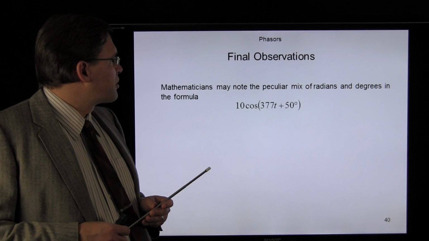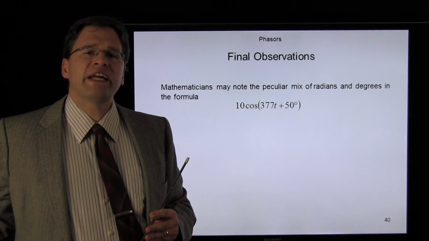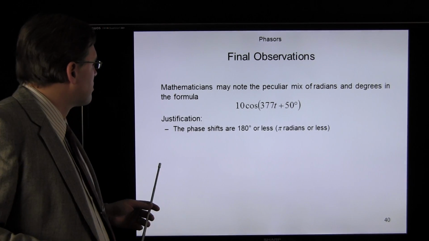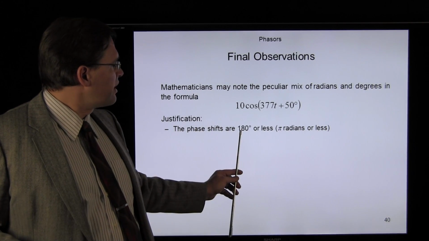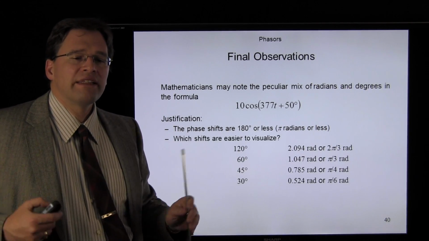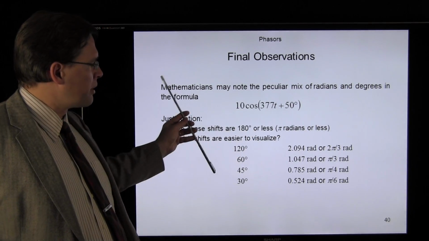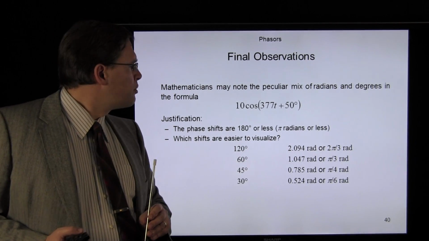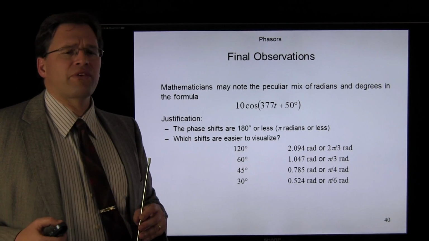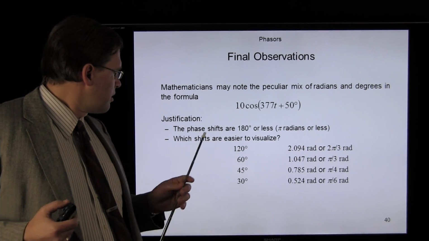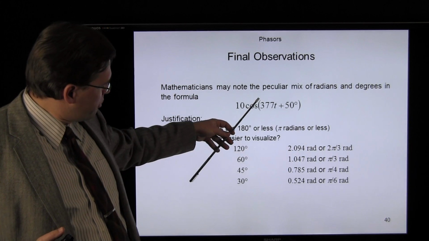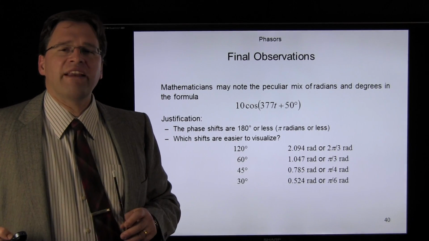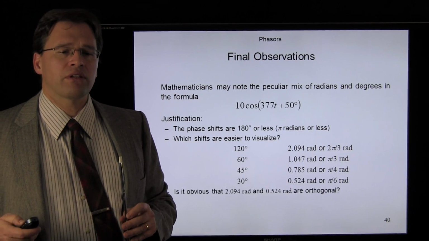Now, mathematicians may note that it's odd that we're mixing radians and degrees. However, there is a justification for this. Recall that our phase shifts are 180 degrees or less, or pi radians or less. Now you have to ask yourself, I know what 120 degrees looks like. Is it really obvious that 2.094, or 2 pi over 3, is 120 degrees? You can very quickly tell that 45 degrees is that. On the other hand, remembering that 45 degrees is 0.785 radians is a little bit more difficult.